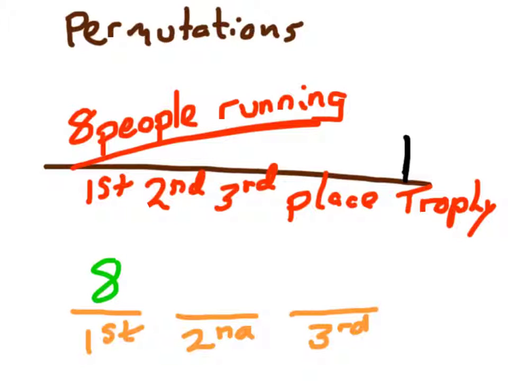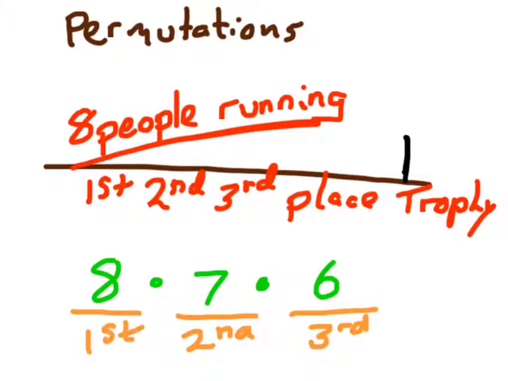But if somebody did get there first, how many options are left over to fall into second place? Well, if one person got first place, that means there's only 7 people left who could have possibly ended up in second place. So if someone got first and someone else got second place, that means there's 6 people who still haven't crossed the finish line. So one of those 6 people is going to end up in third place. So that's it right there, actually. You're done. 8 times 7 times 6.